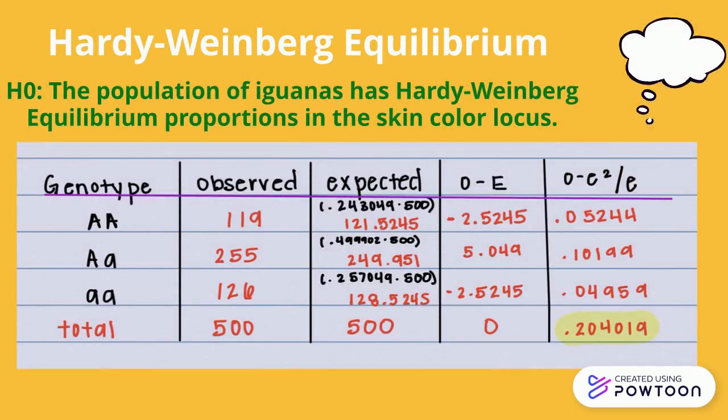Our hypothesis is that the population of iguanas has Hardy-Weinberg equilibrium proportions in the skin color locus. Here is our chi-square chart for our specific iguana population.